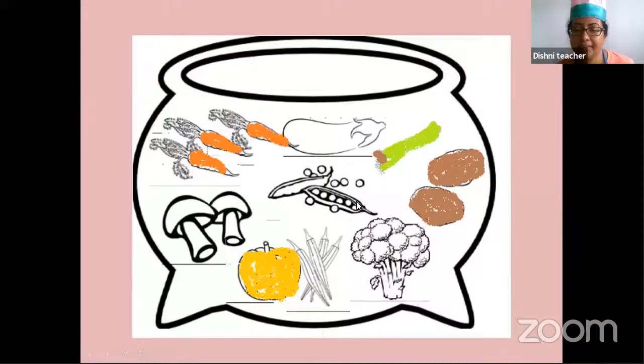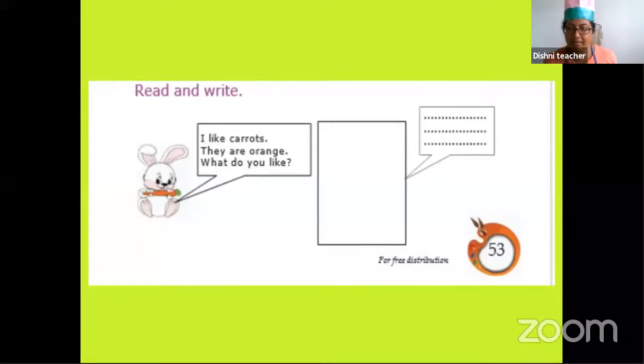Right. Okay. Now to the last activity. I like carrots. They are orange. What do you like? He's asking from us, what do you like? You have to draw a picture here. Then you have to write the sentences, the same as the rabbit.